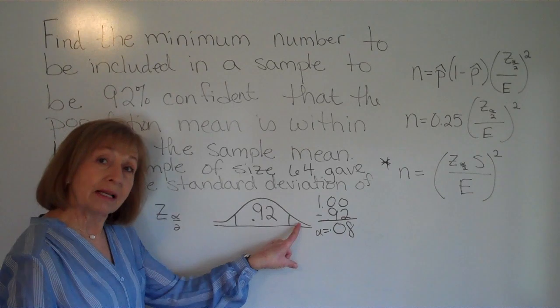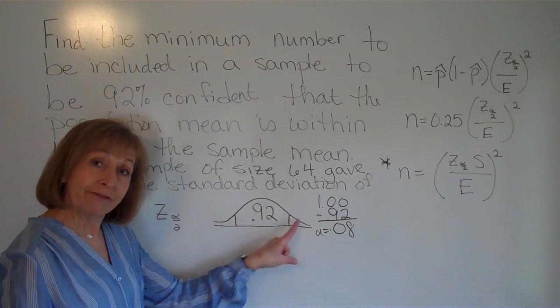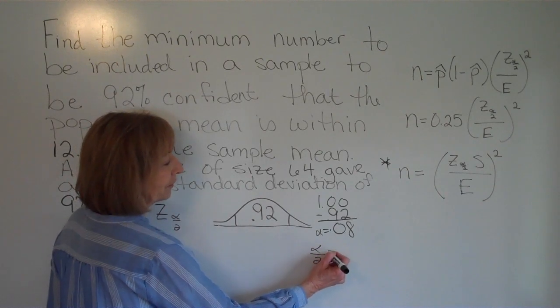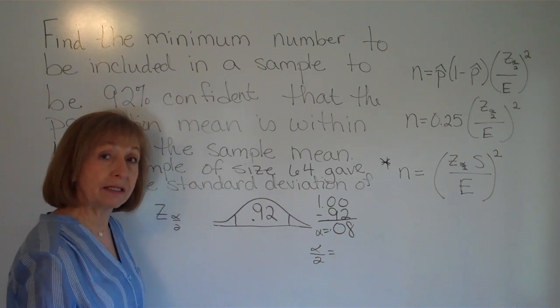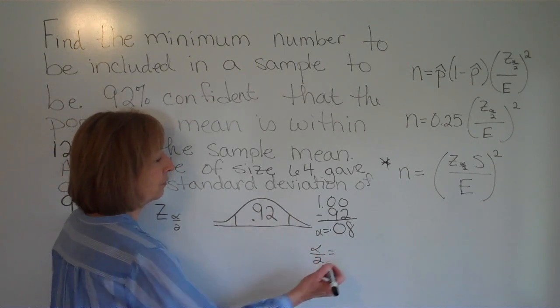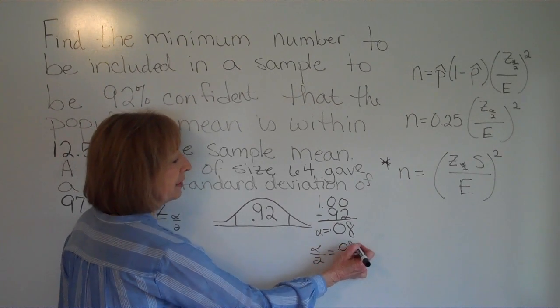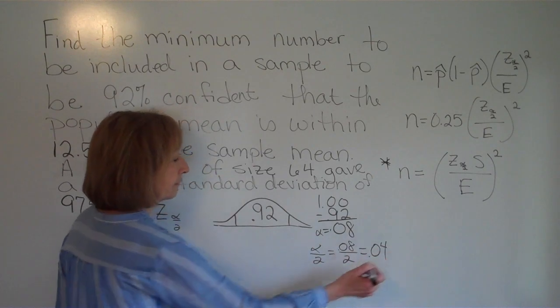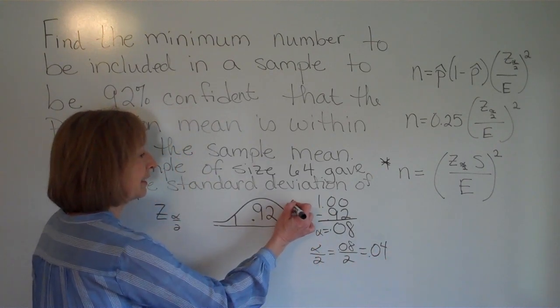Now, if I want to find what area is in each individual tail, I'll take my alpha and divide by 2, because the standard normal curve is symmetric. So these areas will be the same as each other. So 0.08 divided by 2 is 0.04. That's how much is in each tail.